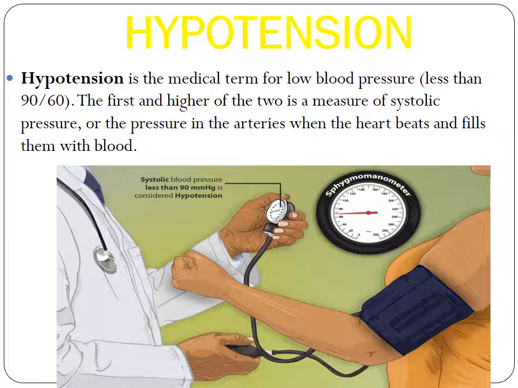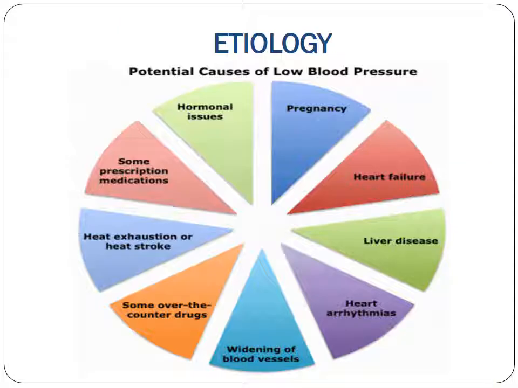I'm not going to explain this in detail because you know what hypotension is, and you have learned about recording blood pressure. I'm sure at that time it would have been explained to you what is normal, what is low and what is high. It is recorded as systolic by diastolic, and systolic blood pressure less than 90 is considered low.